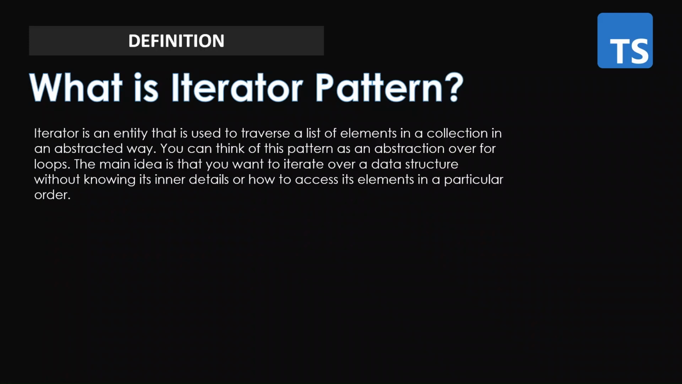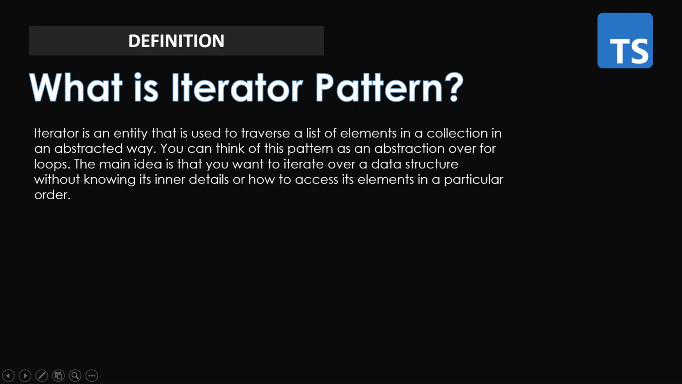Now the iterator pattern. An iterator is an entity that is used to traverse a list of elements in a collection in an abstracted way. So what is the abstracted way? Let's say you want to traverse the elements in a direct way, or in reverse order, or any kind of order you want, just that you don't really need to go deep inside the element which comes in every iteration. That is how you iterate in an abstracted way.